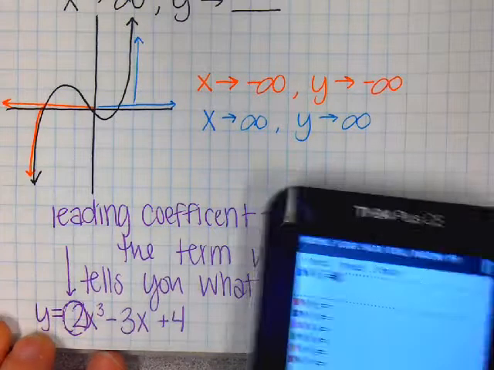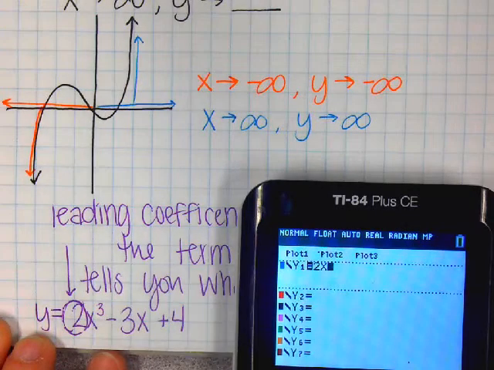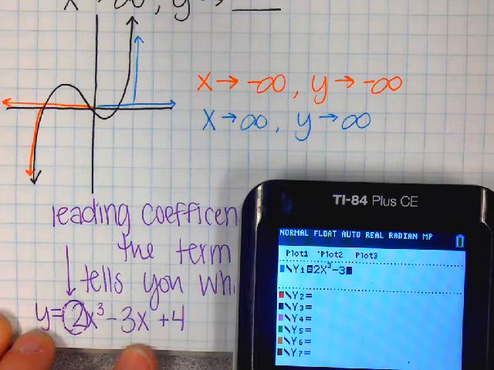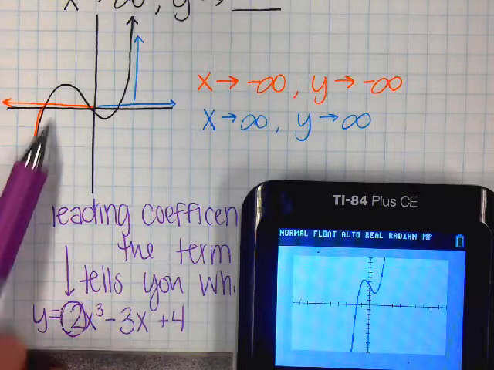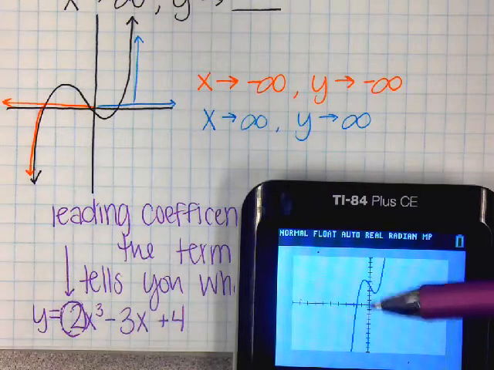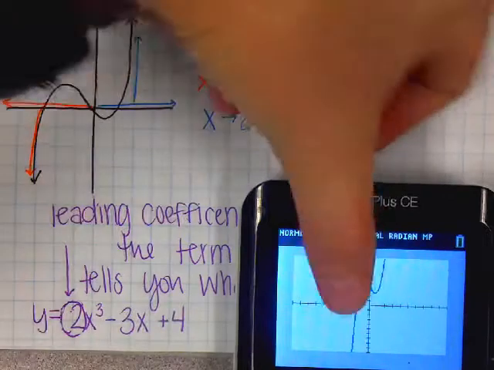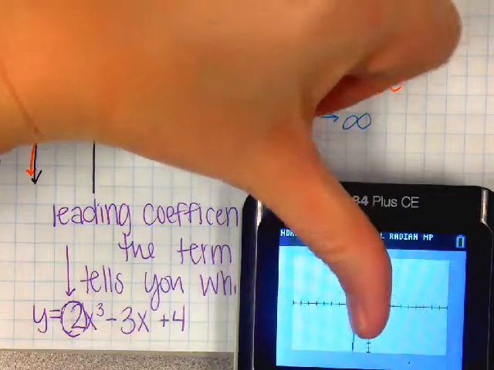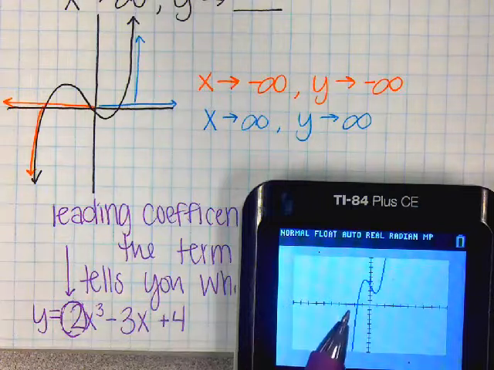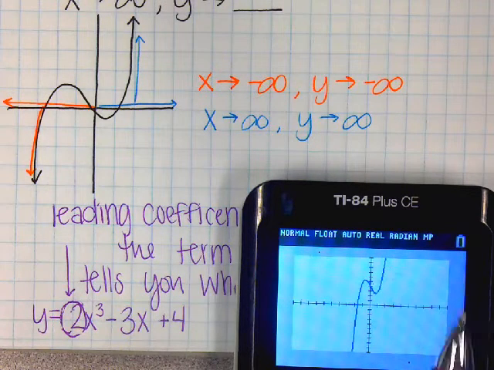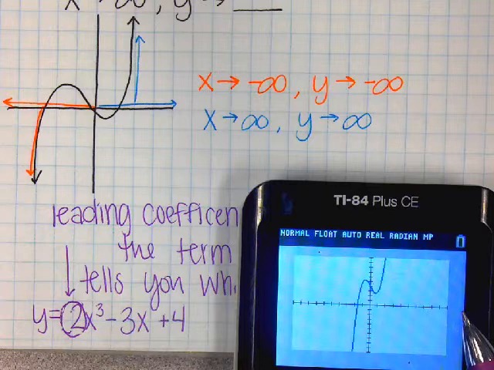So we have 2x cubed minus 3x plus 4. Notice this one looks pretty much like that. It's just shifted up. When you're talking about end behavior, you don't care what's going on in the middle. You don't even need to look at it. You just need to look at the two ends. So this one, as x approaches negative infinity, y is also approaching negative infinity. And then as x approaches positive infinity, y is going up.